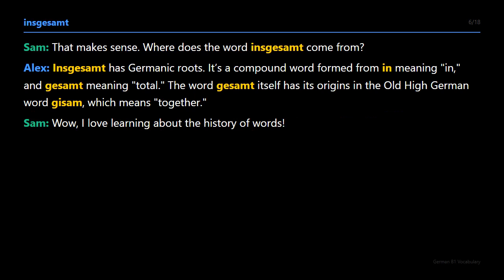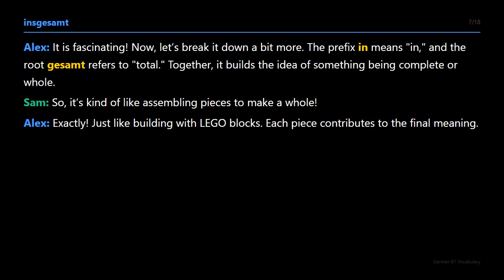It is fascinating. Now, let's break it down a bit more. The prefix means in, and the root Gesamt refers to total. Together, it builds the idea of something being complete or whole. So, it's kind of like assembling pieces to make a whole. Exactly. Just like building with Lego blocks. Each piece contributes to the final meaning.